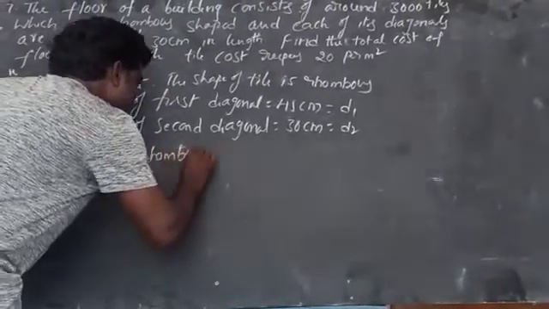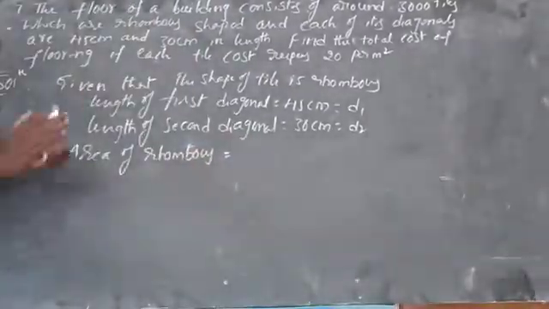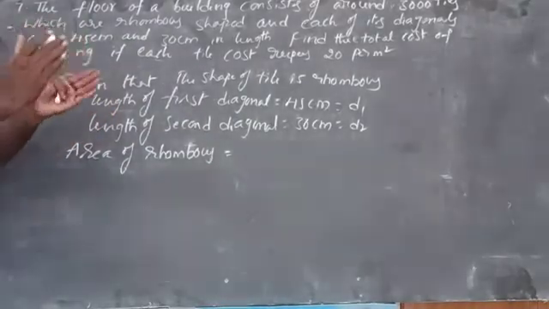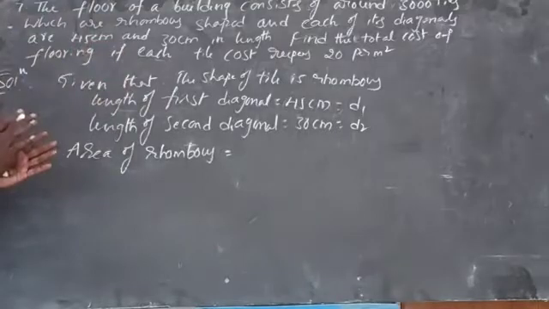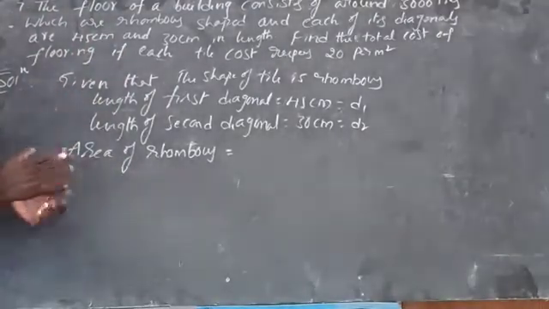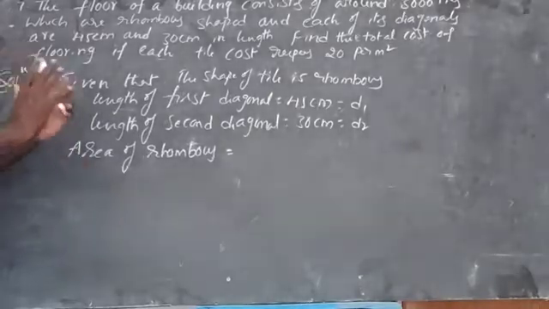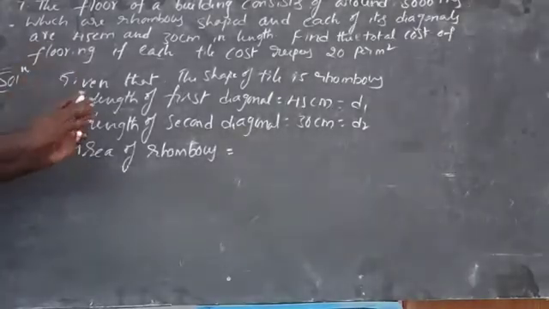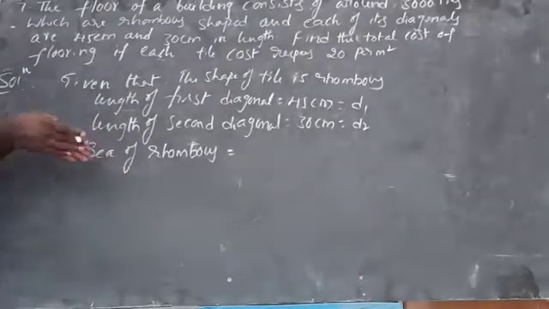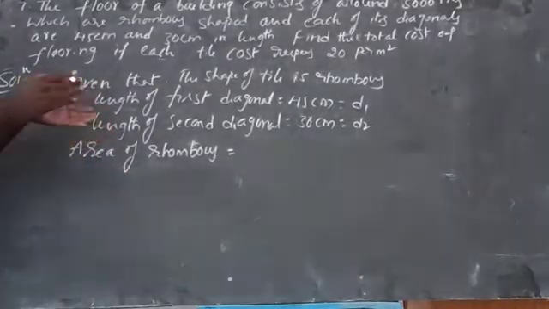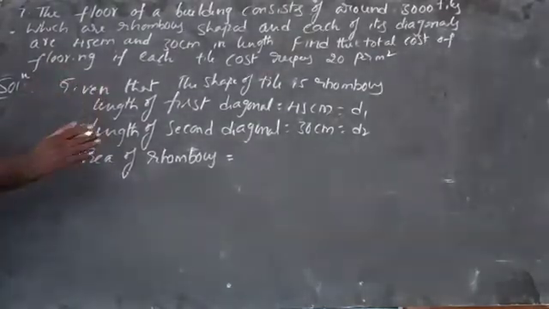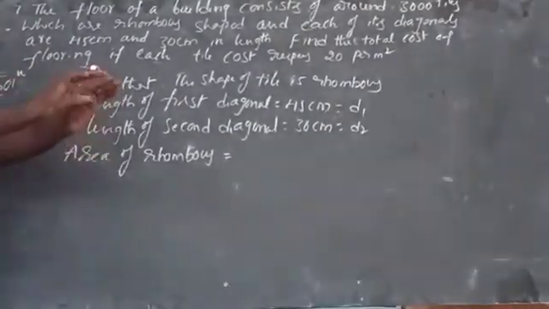Why can you find the area of the rhombus? Because the tiles are in the shape of a rhombus. The rhombus shaped tiles are fixed on the floor. So that's why you can find the area. Area means any object occupying a plane surface, and that occupying place is called area. So here the tiles are occupying the floor, and that occupying place is called the area of the tiles.